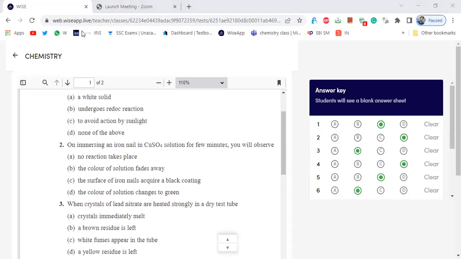Option D. The color of the solution changes, sir. Option D, to pale.